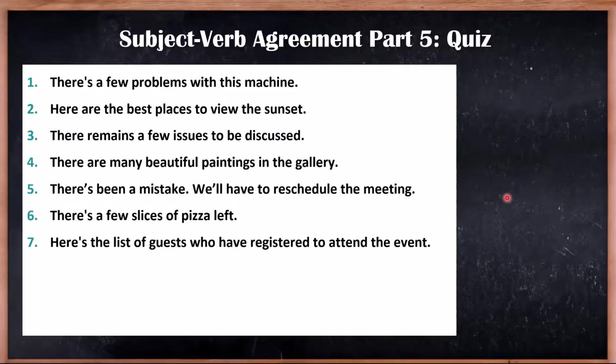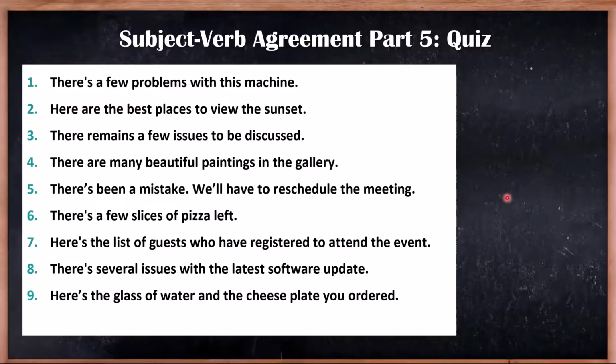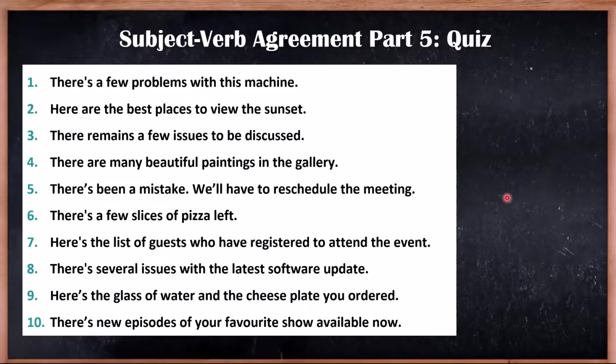Number 7, here's the list of guests who have registered to attend the event. Number 8, there are several issues with the latest software update. Number 9, here's the glass of water and the cheese plate you ordered. And finally, number 10, there's new episodes of your favorite show available now.